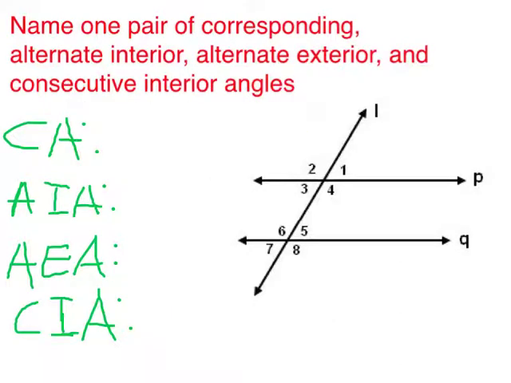Okay, for this example, it wants you to name one of each kind. So let's go ahead and do that. Corresponding angles, that would be like 1 and 5.